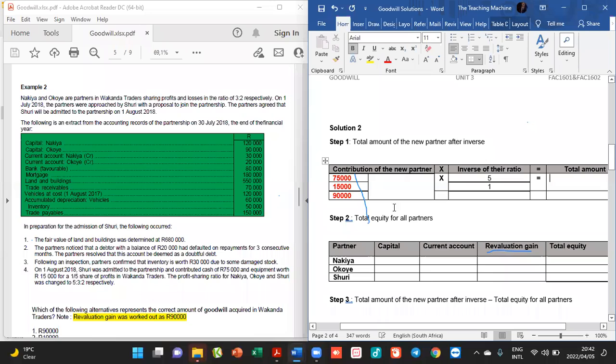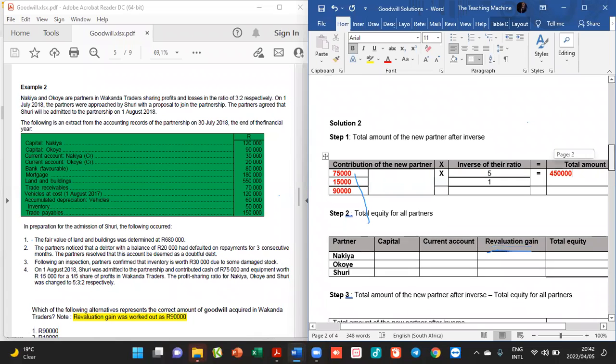What is the total amount? 90,000 multiplied by 5 divided by 1. How much do you get? It's 450,000. Yes. Okay, we are done with step number 1. We have worked out the total amount of the new partner after an invest.